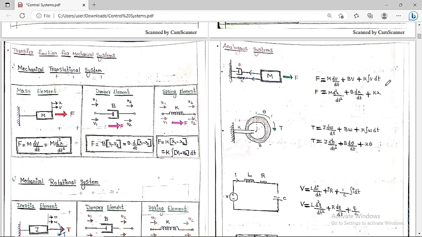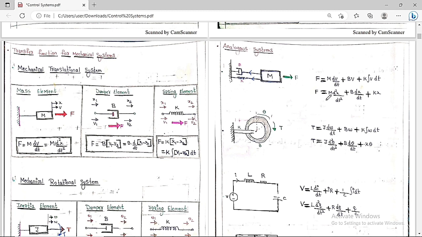into dt. Or we can write it in terms of displacement, since velocity is the rate of change of displacement. If we apply that here, we get F is equal to m into d square x by dt square plus b into dx by dt plus k into x. These things you always have to keep in mind. F is equal to m into acceleration, the rate of change of velocity, so m into dv by dt plus b into v plus k into integration of v into dt. Velocity is the rate of change of displacement.